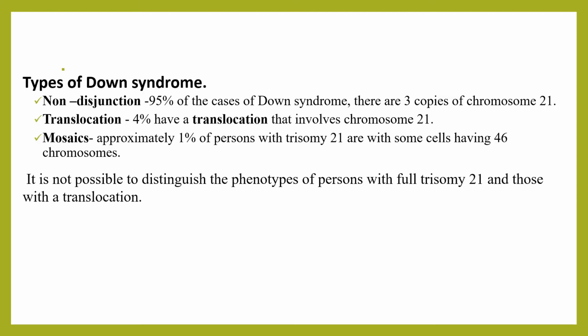When we look at types of Down syndrome, around 95% of cases have 3 copies of chromosome 21. This is thought to be due to non-disjunction, whereas around 4% have a translocation that involves chromosome 21. And approximately 1% of persons with Down syndrome have some cells with 46 chromosomes and others with 47, that means mosaicism. It is not possible to distinguish the phenotypes of a person with full trisomy 21 and those with translocation.